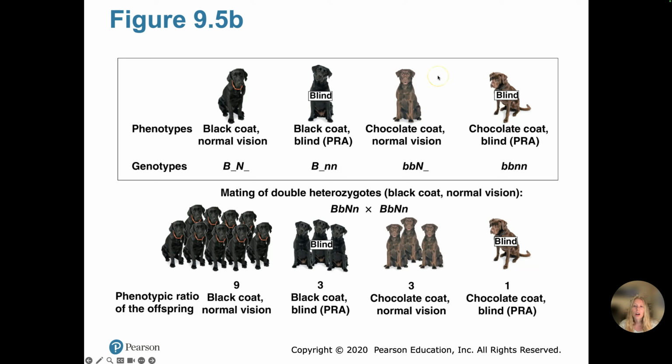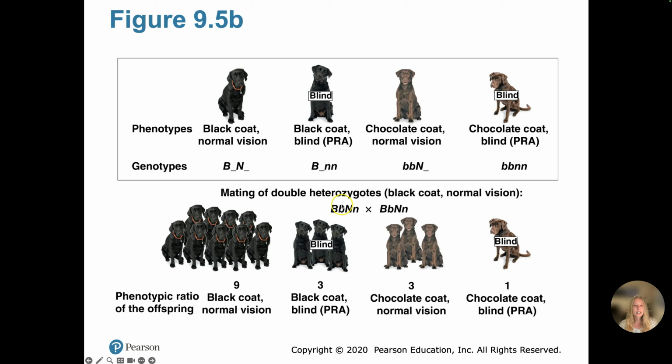We can have a dog that has a chocolate coat, which is the homozygous recessive allele for coat color, the 2 lowercase b's, and normal vision. Normal vision is the dominant trait for vision, so it just means they have 1 capital N. And then finally, we can have the fully homozygous recessive individual that is blind and has a chocolate coat. So the chocolate coat, again, is the recessive coat color, so lowercase b, and then blindness is the recessive vision trait, so that's lowercase n, lowercase n.